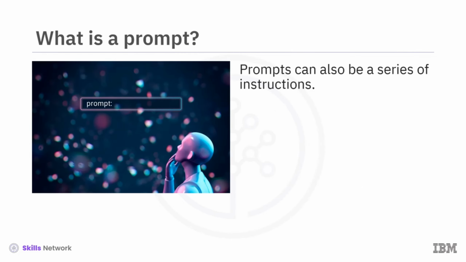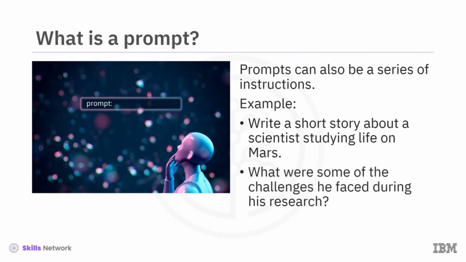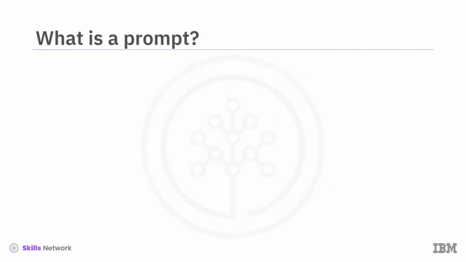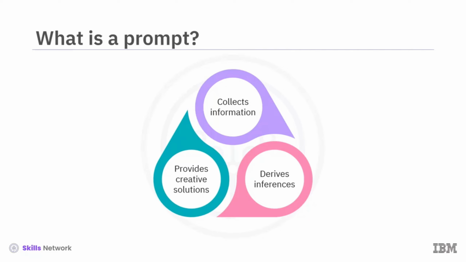Prompts can also be a series of instructions that refine the output step by step to achieve the desired result. For example, write a short story about a scientist studying life on Mars. What were some of the challenges he faced during his research? With these examples, it is clear that prompts contain questions, contextual text, guiding patterns or examples, and partial input for the model. Based on these natural language requests submitted as prompts, generative AI models collect information, derive inferences, and provide creative solutions. These instructions help the model produce relevant and logical responses or output based on provided inputs.